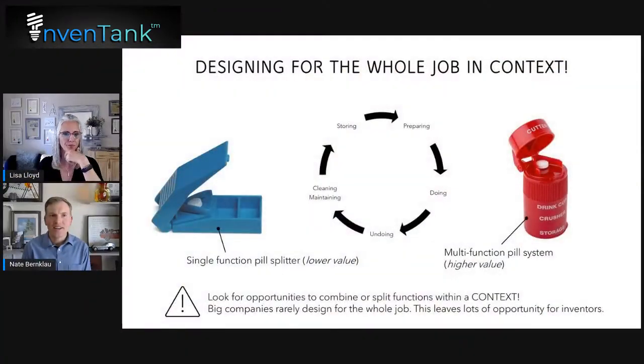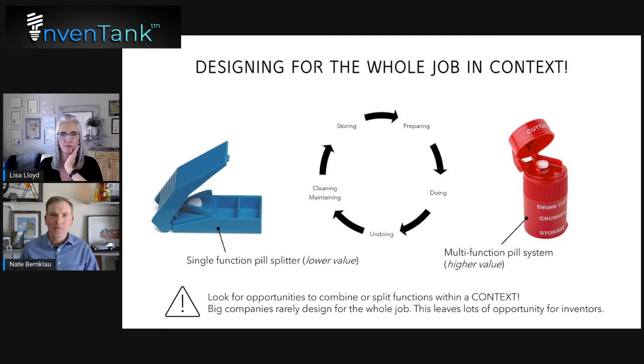All right, Nate, so you had one more slide here. I'm going to go ahead and pop this one back up. And this kind of ties it together. This is not one of my inventions, but it's really more of an illustration on how to design in context and how to design for the whole job.